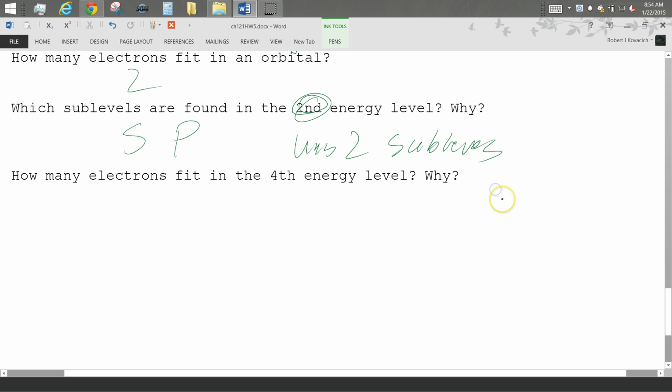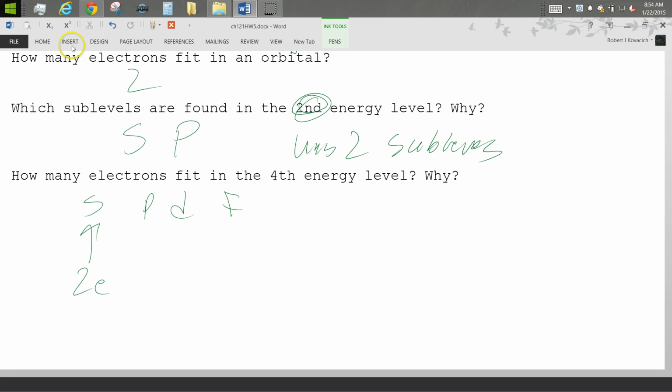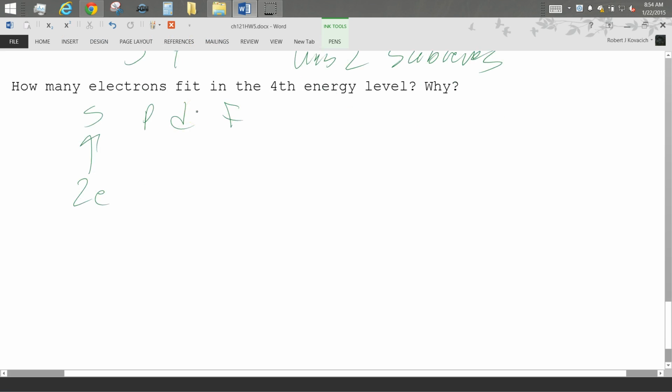How many electrons fit in the 4th energy level and how come? So sublevels? Okay. And how many orbitals are in S? Orbitals. 1. How many electrons fit in an orbital? 2. So there's 2 electrons in that S. We good with that? So how many orbitals are in a P? 3.